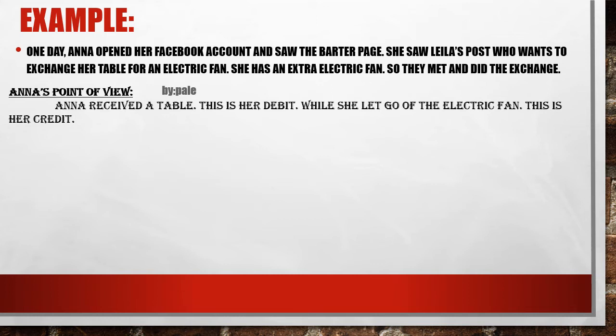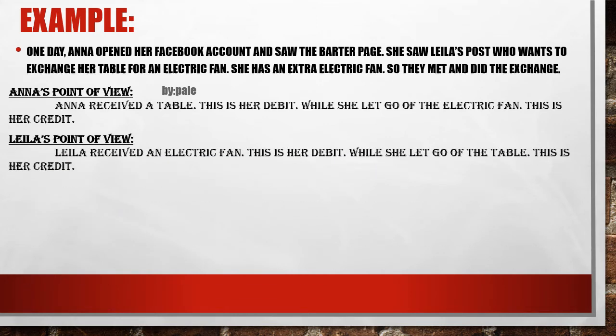We are trying to meet with Laila. We want to exchange something. So, we have an electric fan. We want to exchange it for a table. So, they met. She gave the electric fan to Laila while she received a table from Laila. While from Lila's point of view, Lila received the electric fan, this is her debit, while she let go of the table, this is her credit.